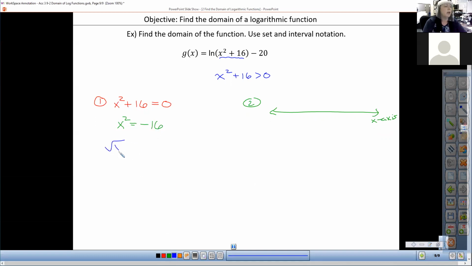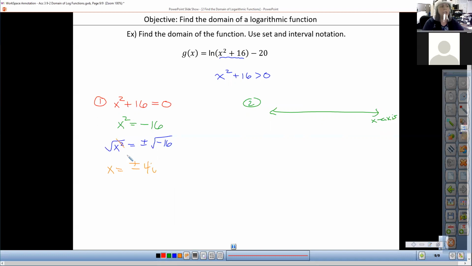Take the square root of both sides. And remember, this would give us plus or minus the square root of this number, which is negative 16. So hopefully you remember that the square root of a negative number is imaginary. And in this case, we would get positive and negative i.